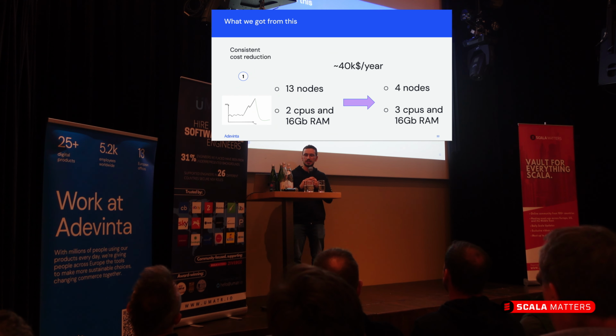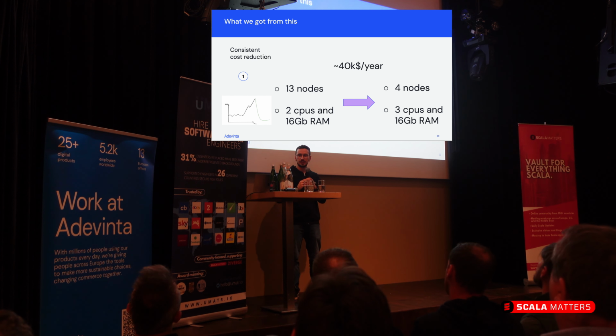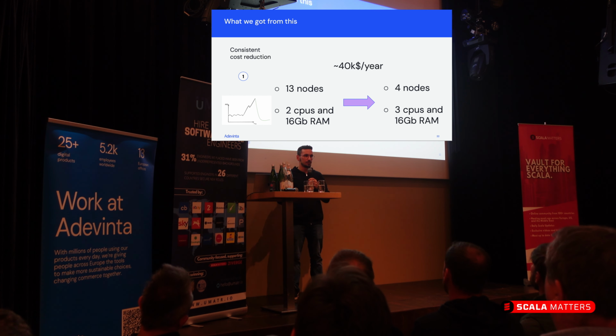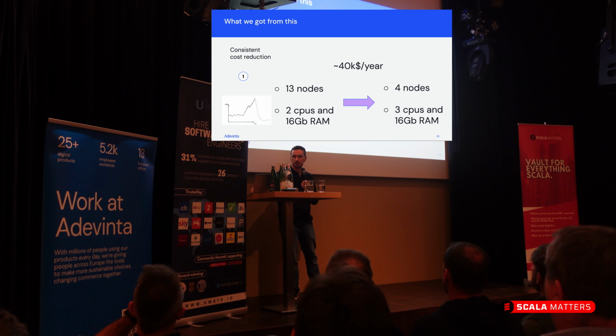Okay, let's wrap this up. In the end, as I mentioned, we got a very nice cost reduction of roughly $40,000 per year. We went from a cluster managed by Google, composed of 13 nodes, each with 2 CPUs and 16 GB of RAM, to 4 nodes, each with 3 CPUs and 3 GB of RAM, managed by the common platform.